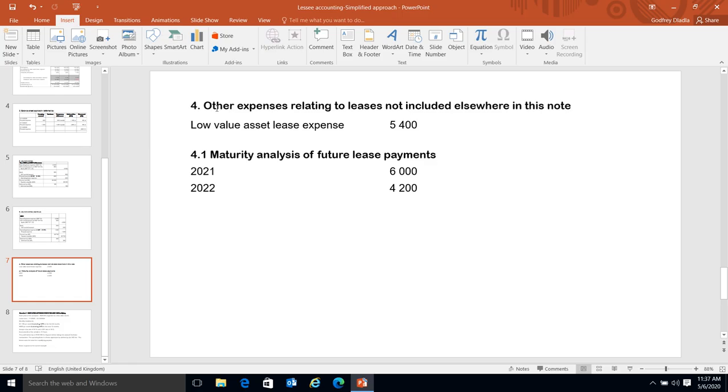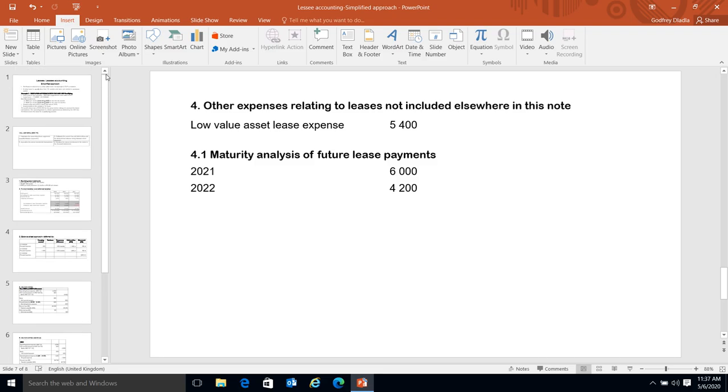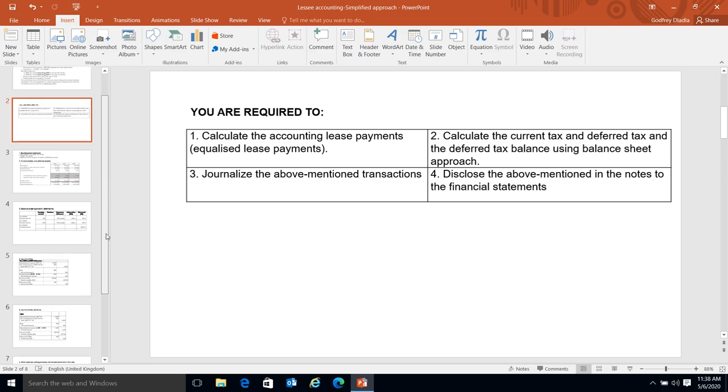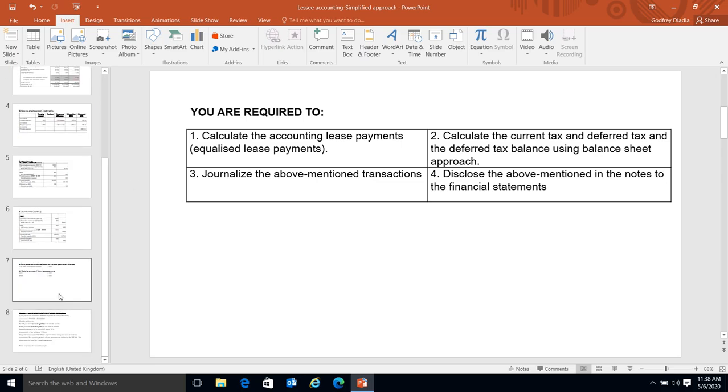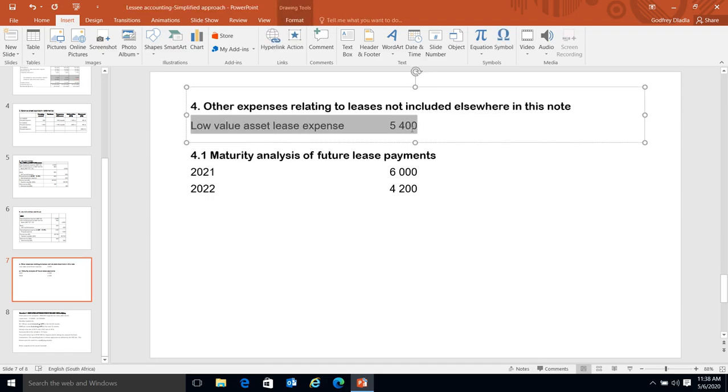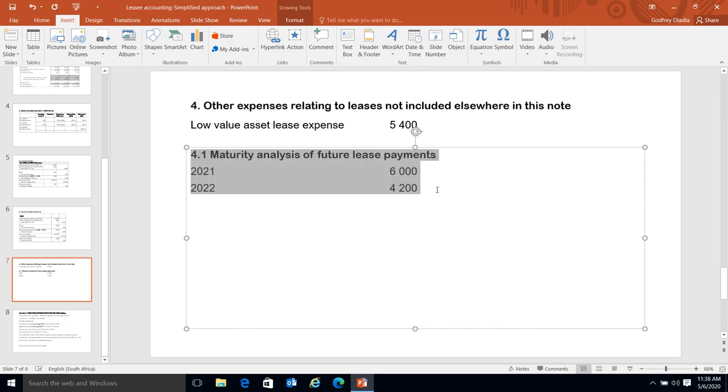In terms of those requirements, it's a note. You're supposed to do notes according to this page. Number 4, disclose the above mentioned in the notes to the financial statements. Now your notes will look like this. Right. The first one is other expenses relating to leases not included also in this note. You must give us the raw value asset lease expense of 5.4, which is the standard one. And then you must give us the maturity analysis.